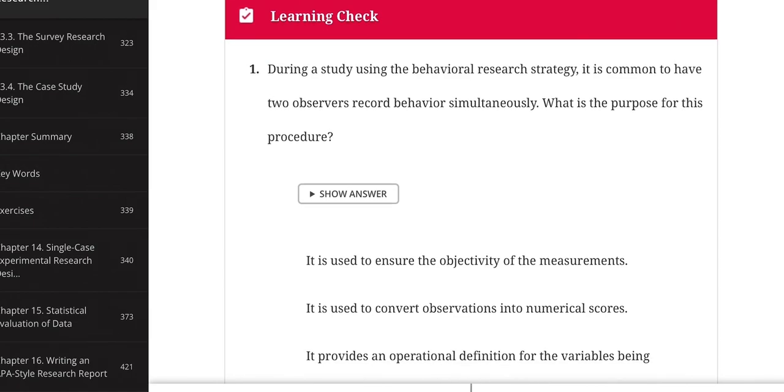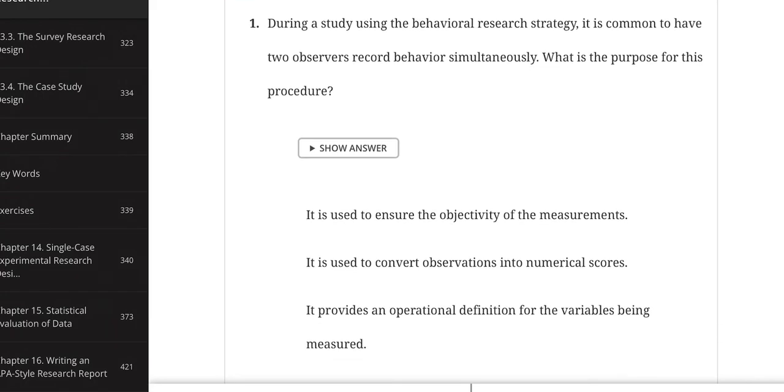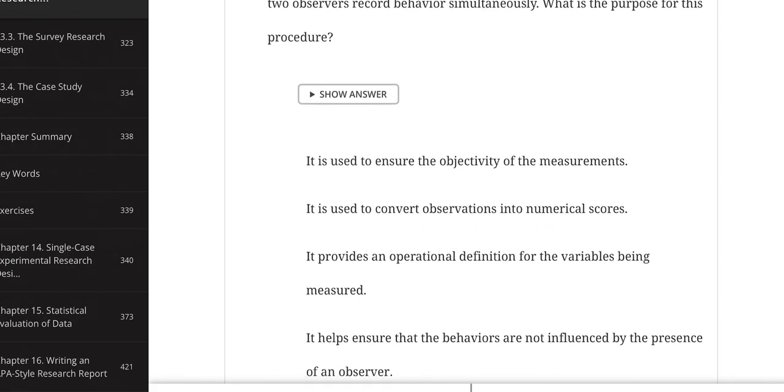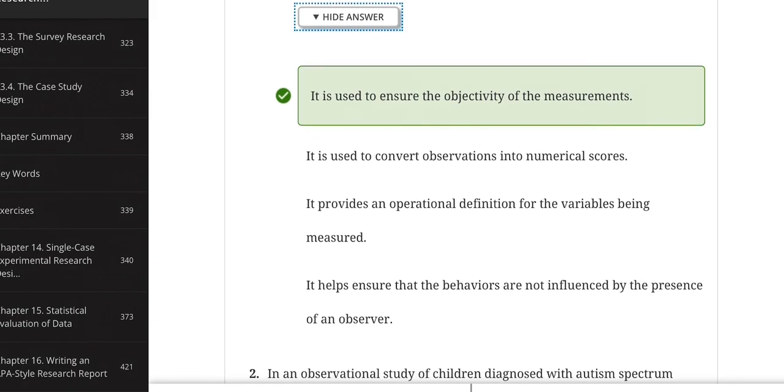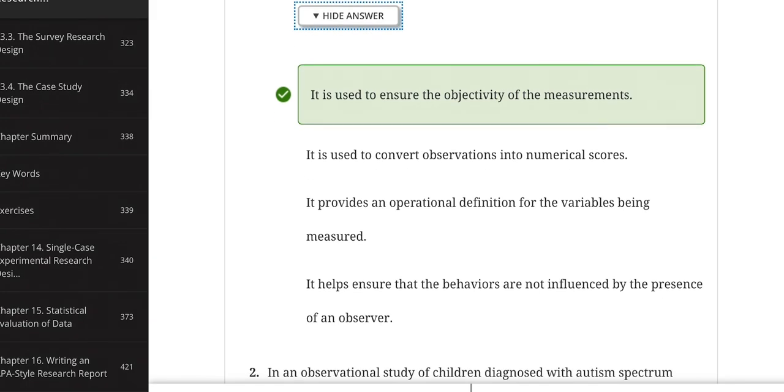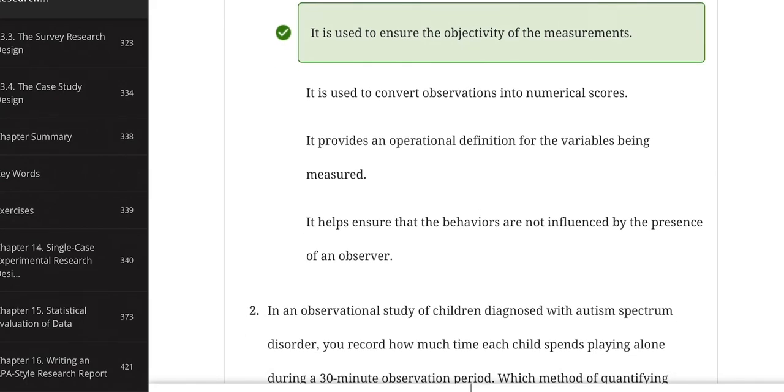And so learning check number one: during a study using a behavioral research strategy, it is common to have two observers record behavior simultaneously. What is the purpose of this? Again, that's inter-rater reliability. We want to have two different observers so that we are making sure they're remaining objective. We don't want the observations to be subjective.